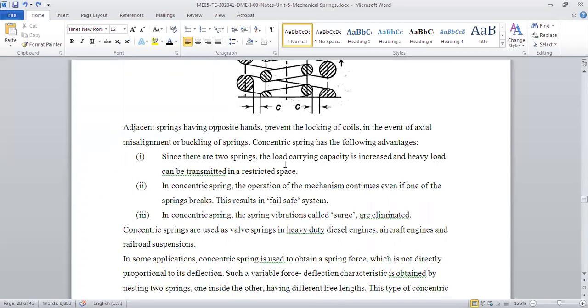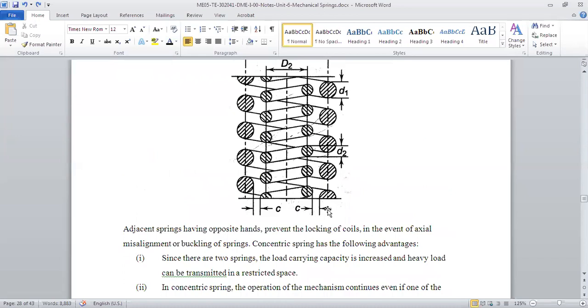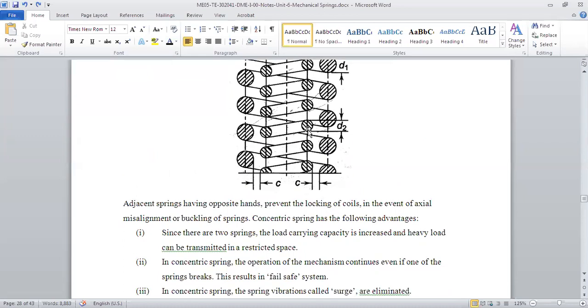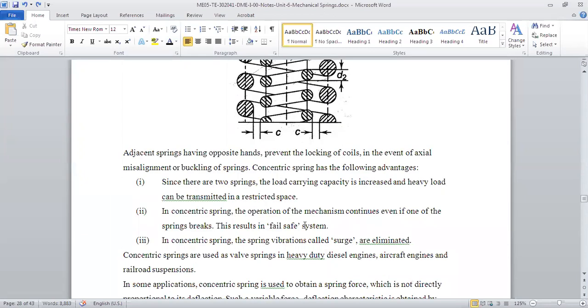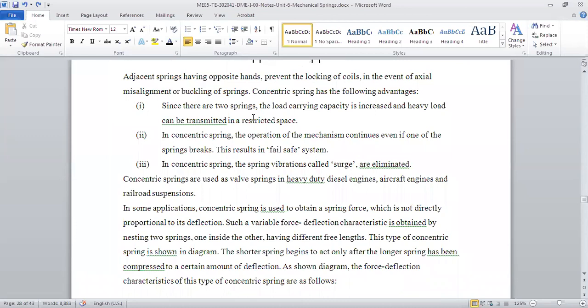Because sometimes the space is limited, we have a certain space, but we would like to carry a much higher load. That time we will use two springs. We have seen that in case of springs in parallel, the stiffness is equal to the sum of all the stiffnesses, K1 plus K2. So if we have two stiffnesses, the sum of those will be the resultant stiffness. So we have more stiffness with less space. That's why this spring is used.